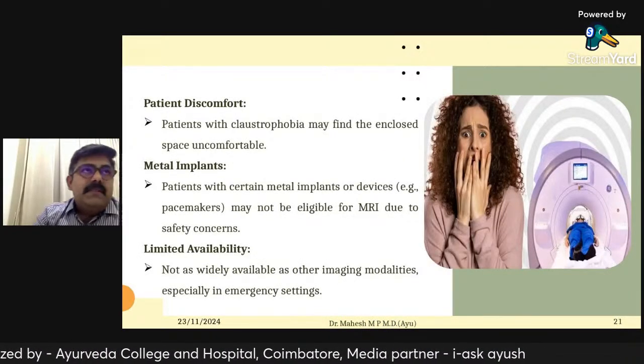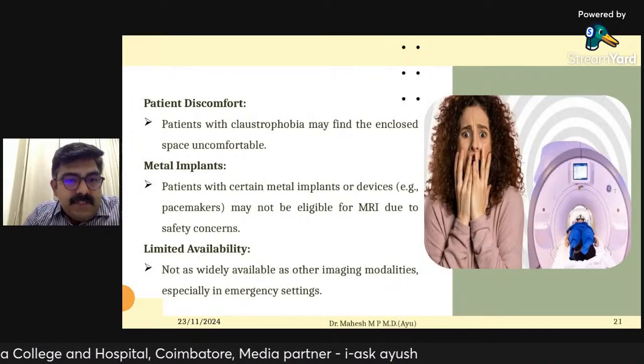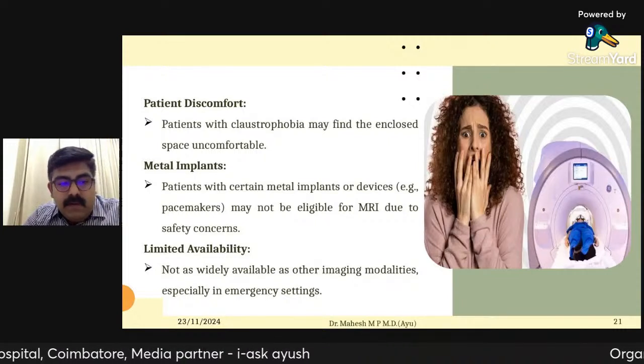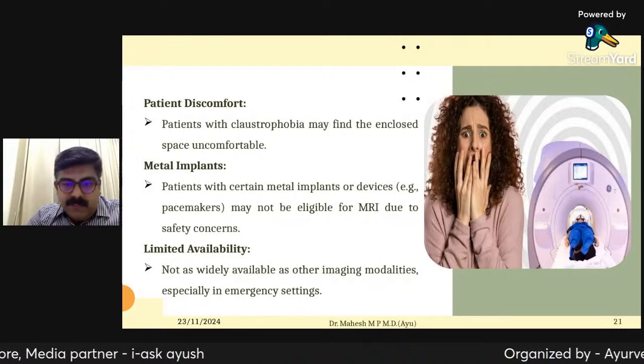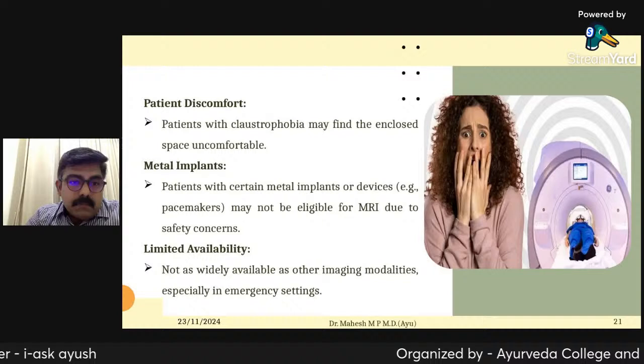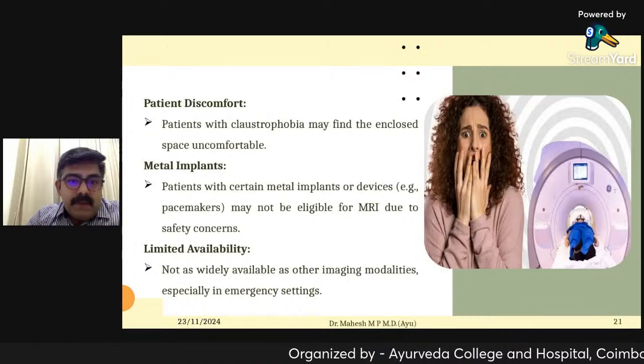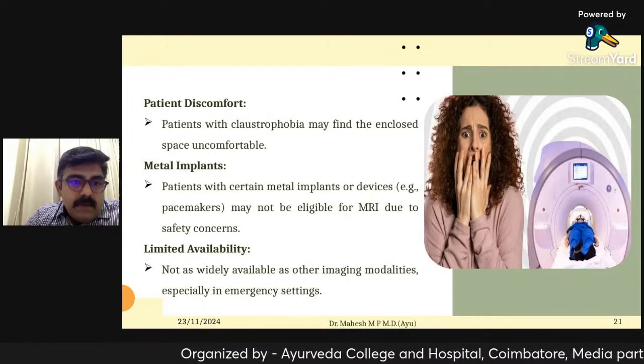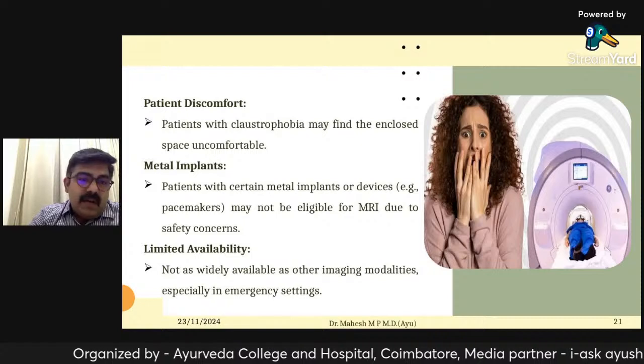Next is patient discomfort. Patients with claustrophobia, we have already discussed in patient preparation, may find the enclosed space more uncomfortable.